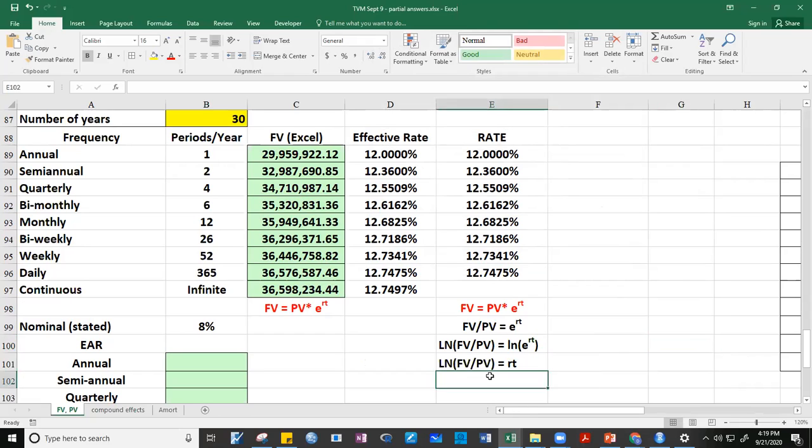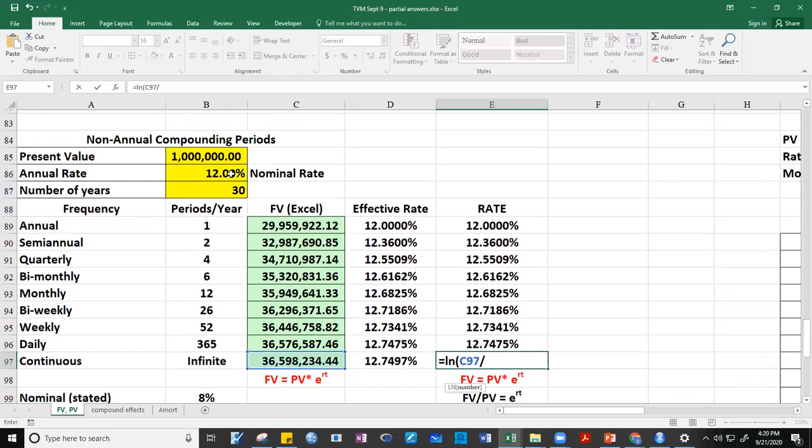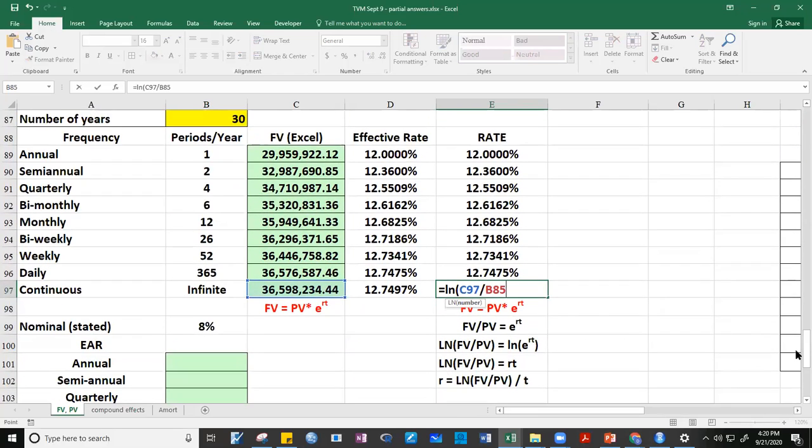So, r will be equal to yung rate natin will be equal to ln FV over PV, and next, Angela, divided by T, no? Divided by T. So that's our equation. So subukan natin na, is equal to ln. Ln ng future value, this is our future value, divided by the present value, which is 1 million, okay? Right? Ln of that then divided by T is 30.